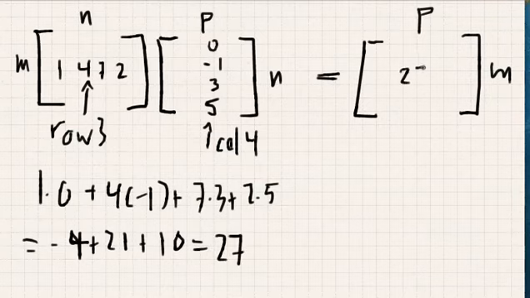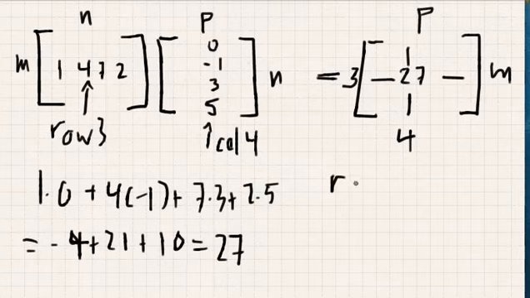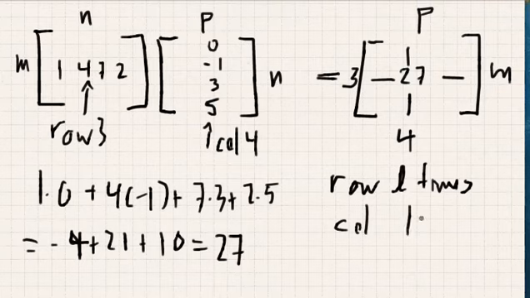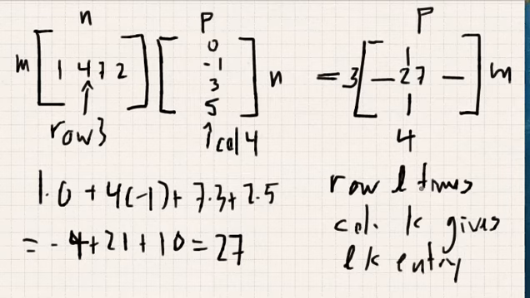The number 27 then appears in the third row in the fourth column. So it's the 3, 4 entry. So what this says is the row, let's call it L, times column K gives the LK entry of the product. So row 3 times column 4 gives us the 3, 4 entry of the product.